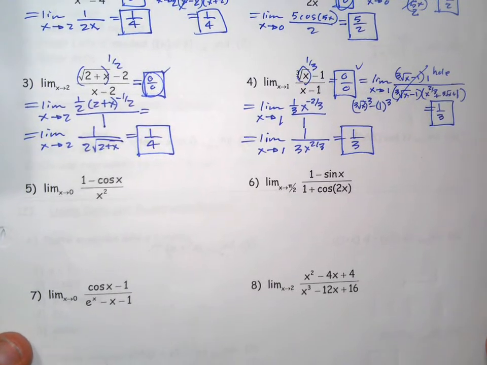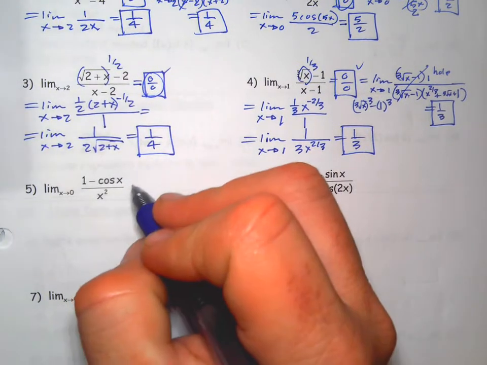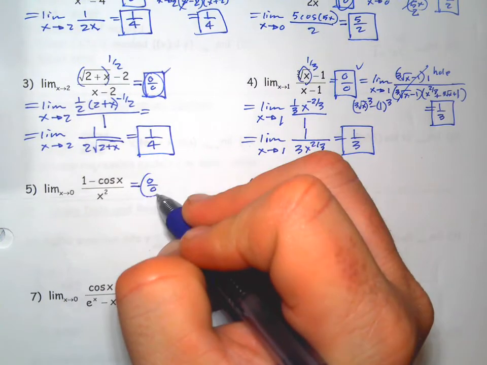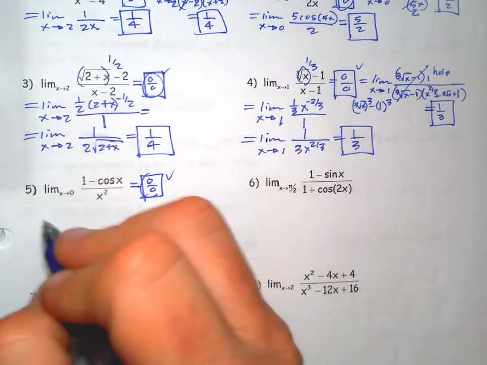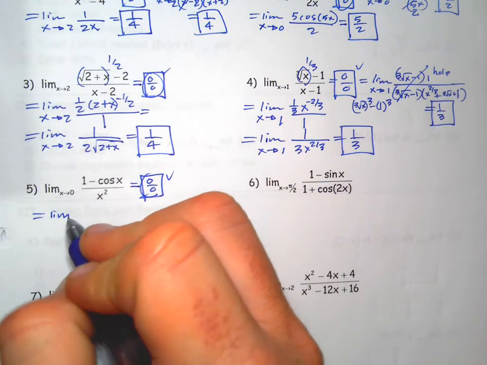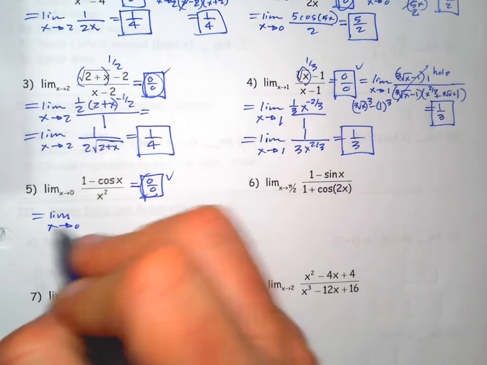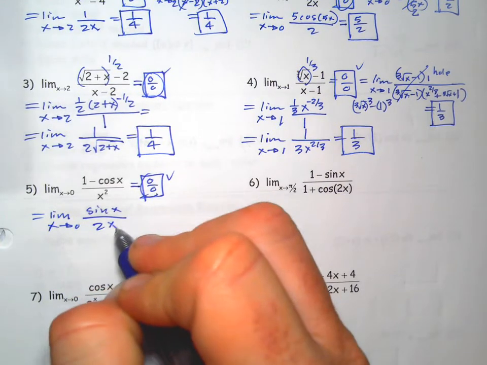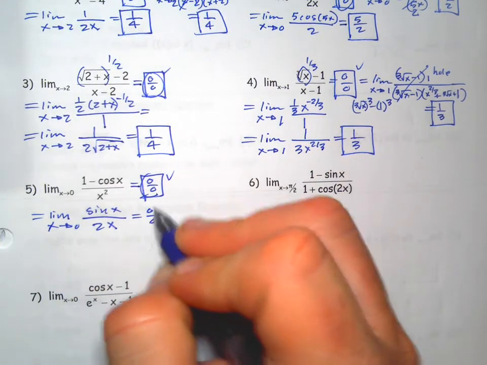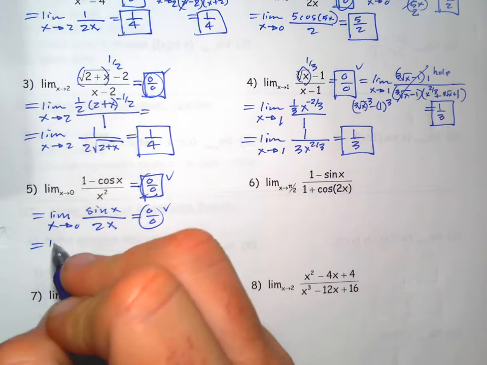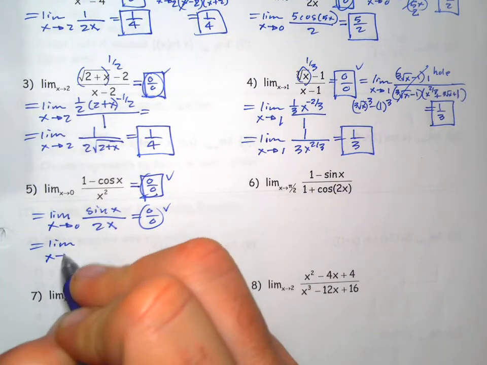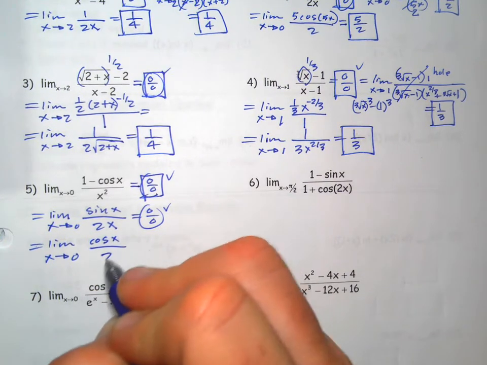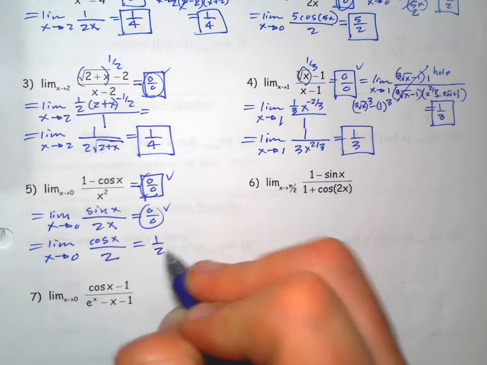Kind of interesting, weird. This one, cosine 0 is 1, so you get 0 over 0, an initial indeterminate form. I think we just have to use L'Hopital's rule here. Derivative of the top is going to be positive sine x over 2x. If we plug 0 in, we get 0 over 0 again. So we're going to use the stronger form of L'Hopital's rule. And derivative of the top is going to be cosine x over 2. It's going to be 1/2.